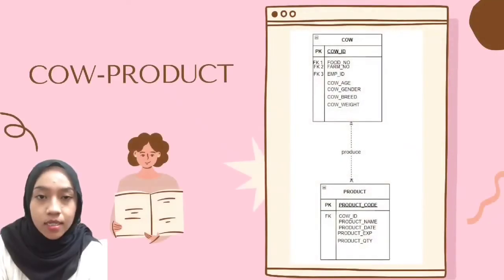And lastly is cow to product. Based on the business rule, each cow can produce one or many product and each product is produced by one and only one cow. It is a one to many relationship and it also has a foreign key in entity product, which is cow ID. And the relationship strength is also weak, so we use a dotted line to draw it.